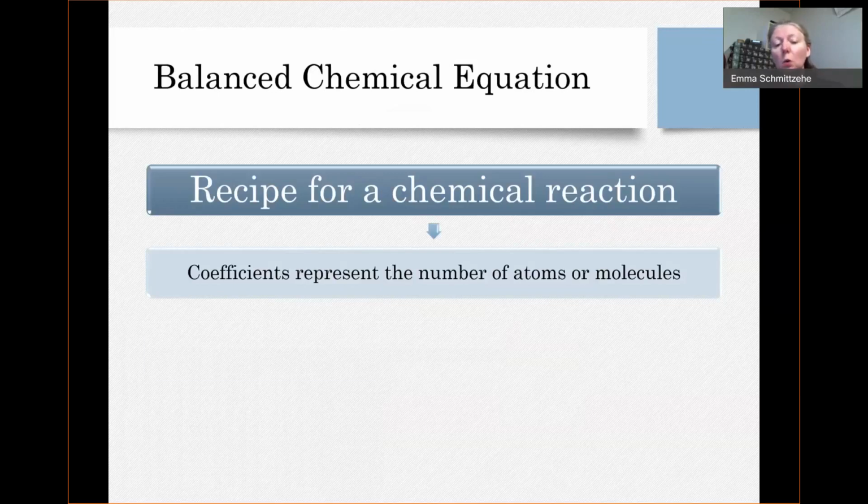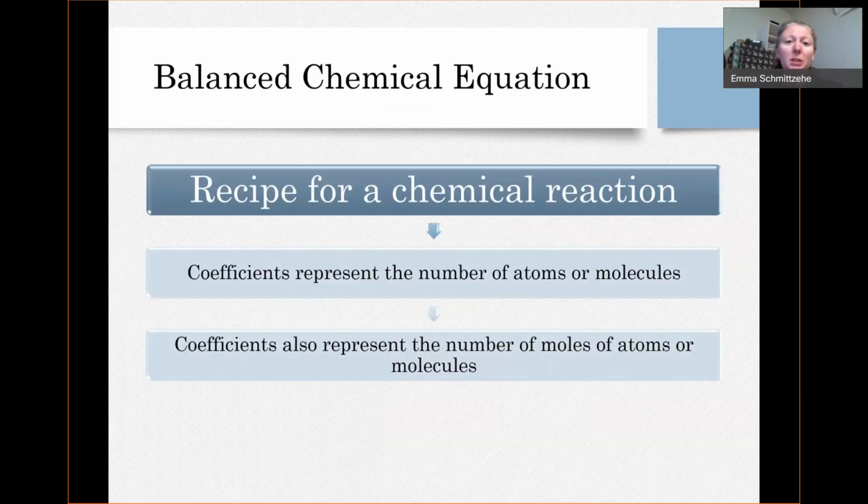You can also use the coefficients to represent number of moles instead of talking in terms of individual atoms and individual molecules. That is the most common that we do because we don't normally work on the scale of atoms and molecules. We work on the scale of moles of atoms or moles of molecules. So normally when we talk about a reaction, we'll use those coefficients to talk about how many moles of things are needed or are produced from a reaction.